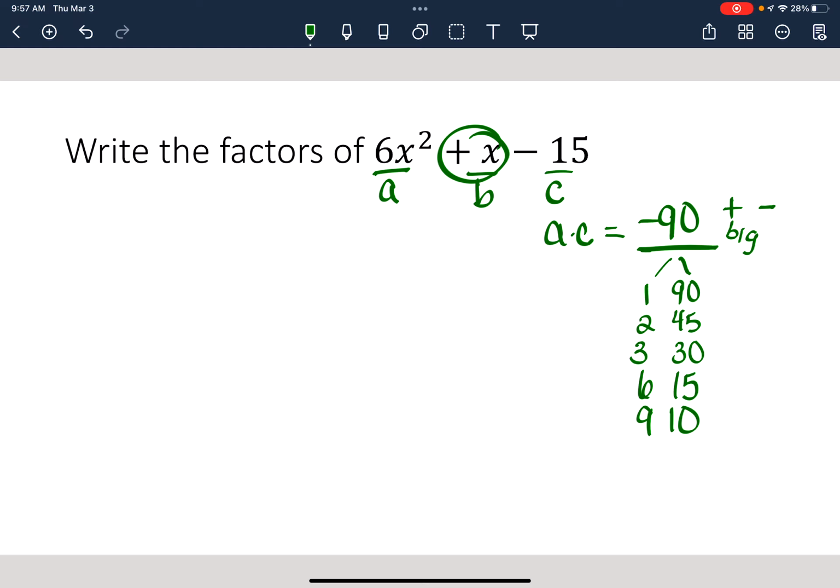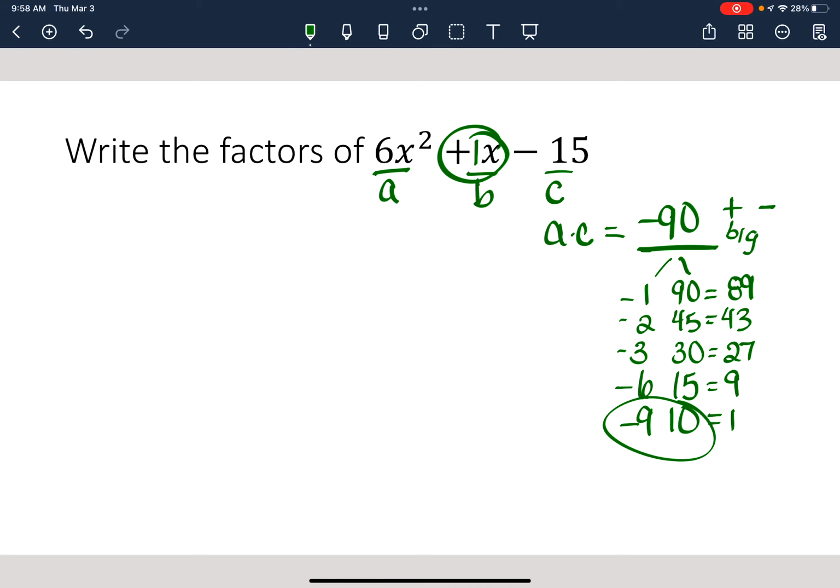So the bigger factor is going to stay positive, and let's make the smaller factors negative and see which one gives me the sum. So remember, if there's no number in front of B, that is 1. So this is negative 1 and 90, so that's 89. Negative 2 and 45 is 43. It's 27, 9. And this is the correct combination, minus 9 and 10.